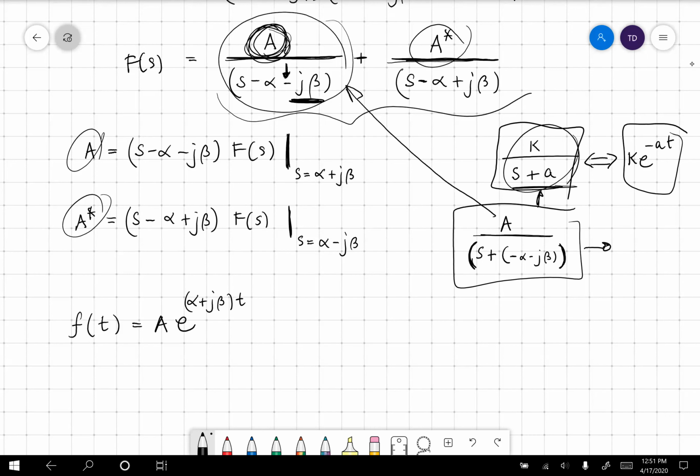And I'm adding them. And we are adding them. So the result is twice the real part of A e to the alpha plus J beta T.